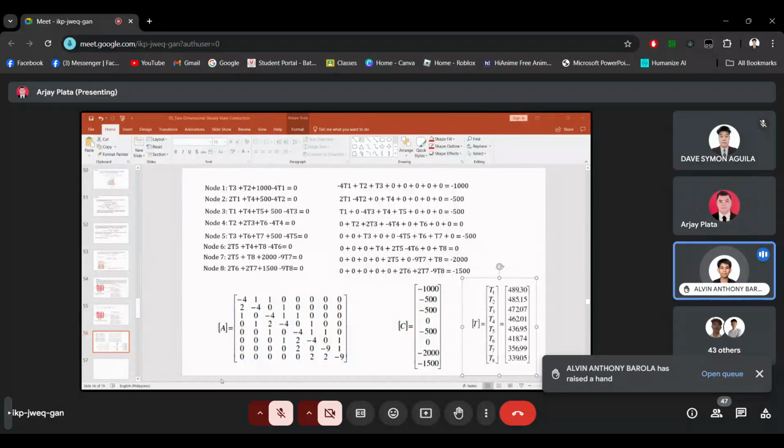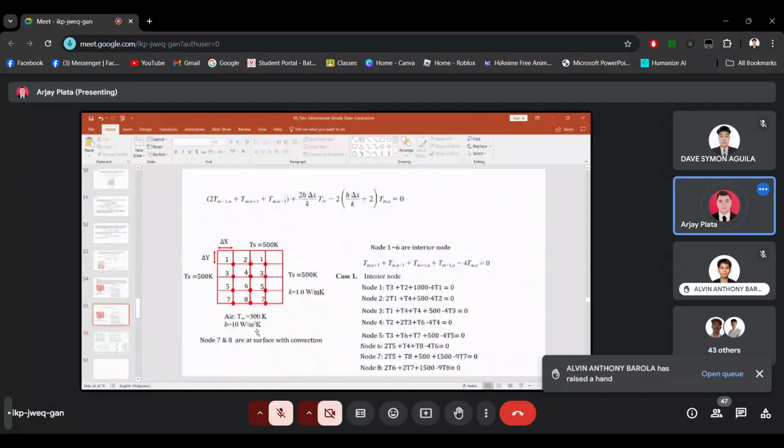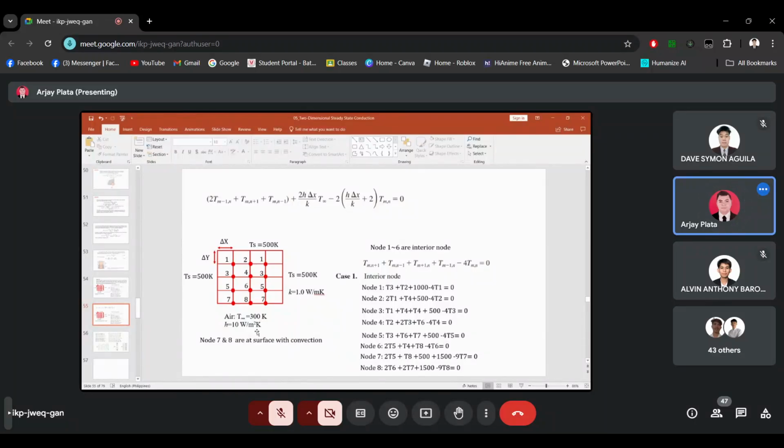Pwede kaya pong pabalik sa slide 55? Mag-screenshot lang po. Thank you po. 55. This one? Yes po, sir. Sir, dyan po pala sa nasa table, paano nyo po nakuha yung 1, 2, 1, 3, 4, 3, 5, 6, 5, 7, 8, 7 po? This table, this numbering.